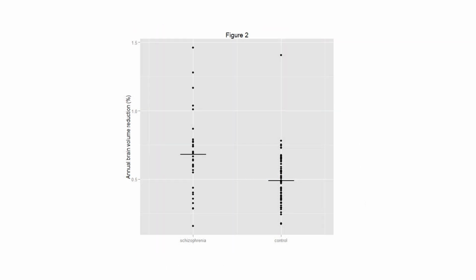And here's a graph showing the individuals, and showing there's a fair bit of variation in the controls on the right, and a fair bit of variation in the patients, and there's an overlap between the patients and the controls. But on the whole, in the patients the brain is shrinking by about 0.7% per year, whereas in the controls it's about 0.5%. So, what do we make of this? Is this shocking? Is this trivial? Is this important?